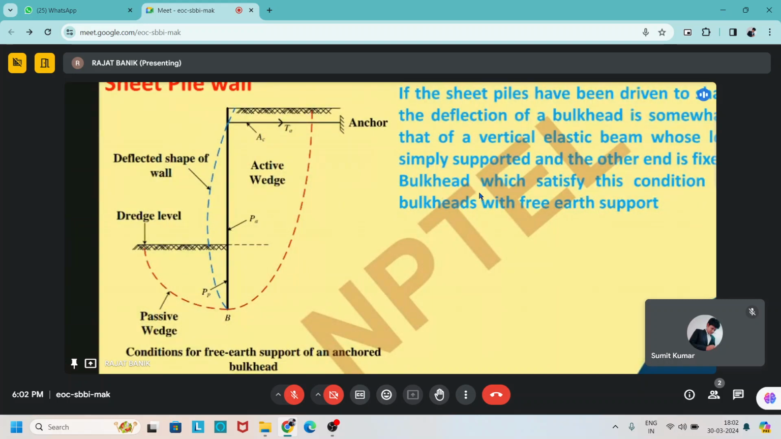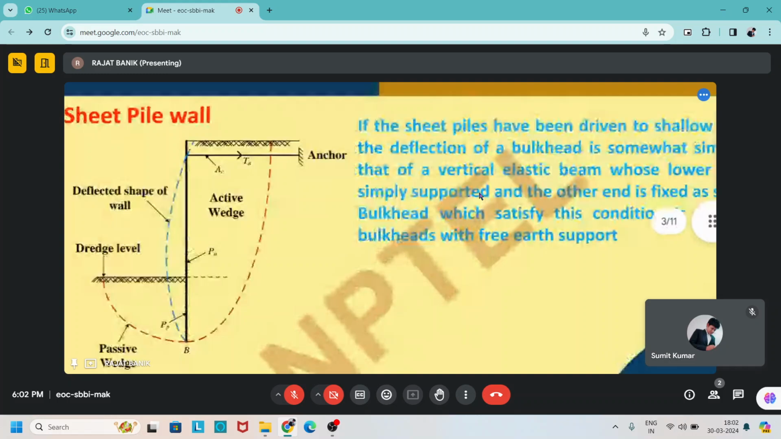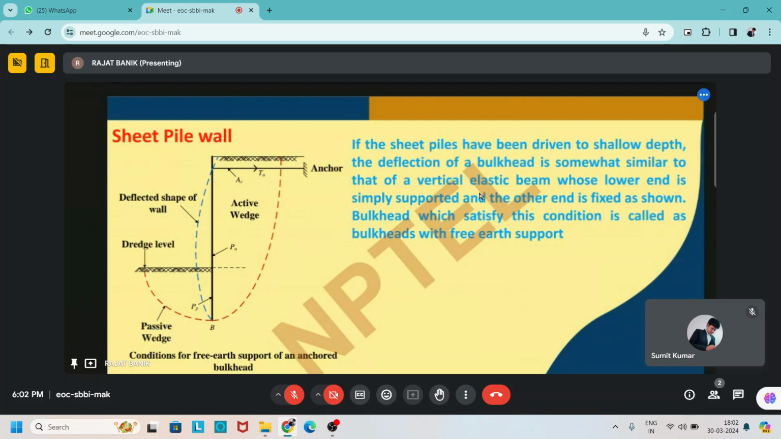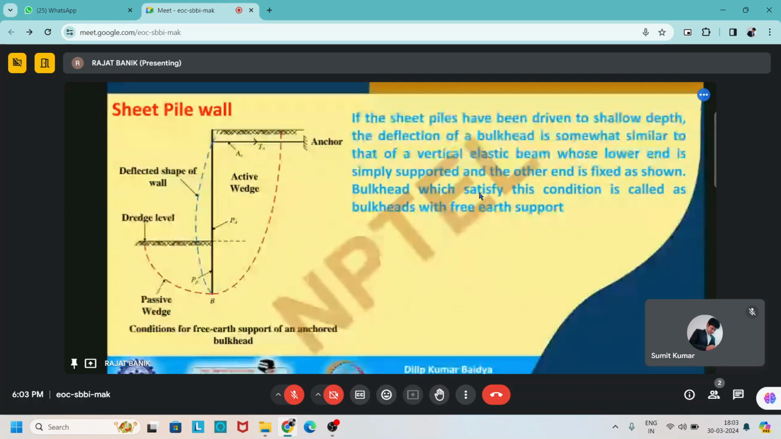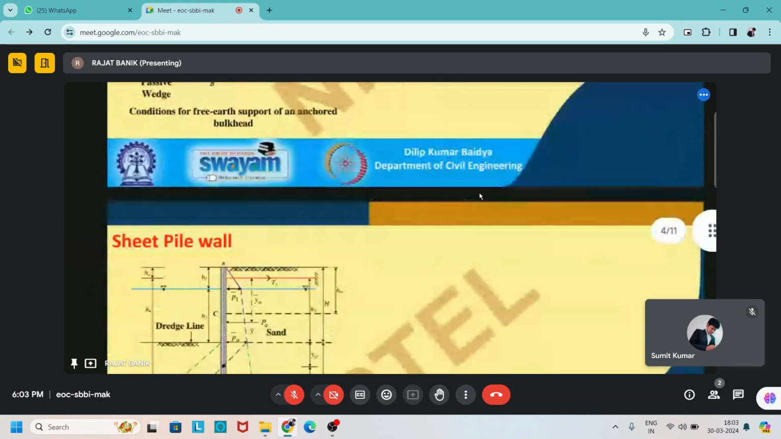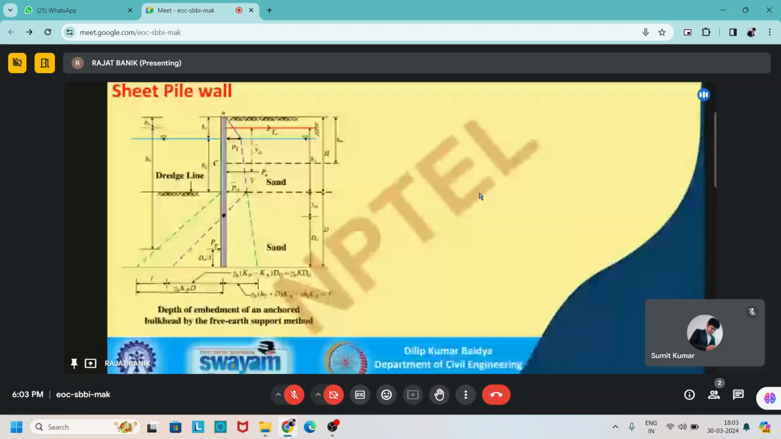And this is the condition for free earth support of an anchored bulkhead. If the sheet pile has been driven to a shallow depth, the deflection of the bulkhead is somewhat similar to that of a vertical elastic beam, whose lower end is simply supported and the other end is fixed, as shown. A bulkhead which satisfies this condition is called a bulkhead with free earth support. This is the working mechanism and the pressure distribution of this system.